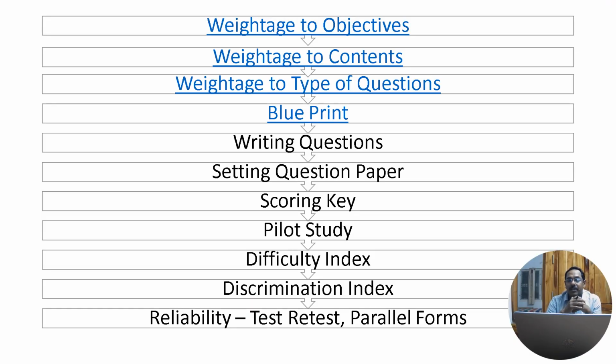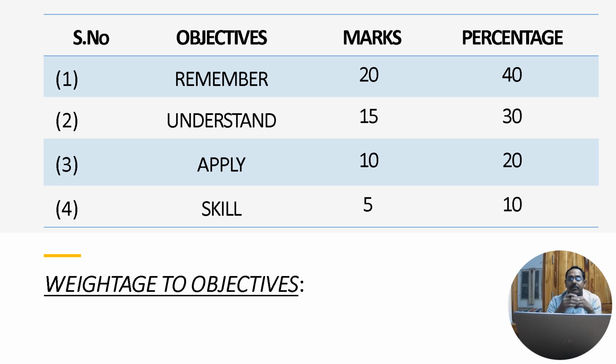Standardization of achievement test consists of these steps: weightage to objectives, contents, type of questions, blueprint, writing questions, setting question paper, scoring key, pilot study, difficulty index, discrimination index, reliability, test status and parallel forms. We will take them one by one. So this is weightage to the objectives.